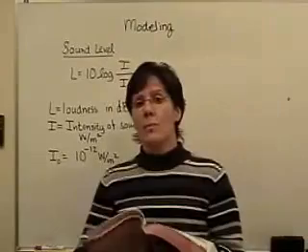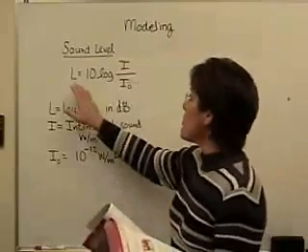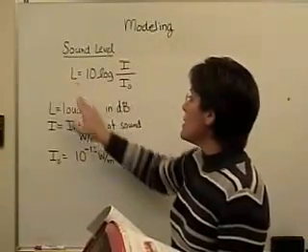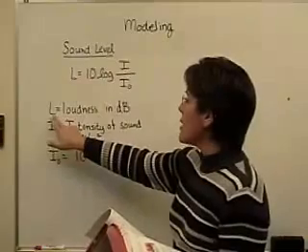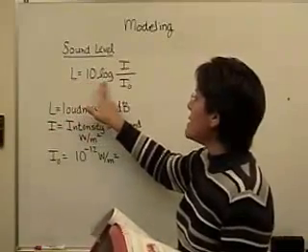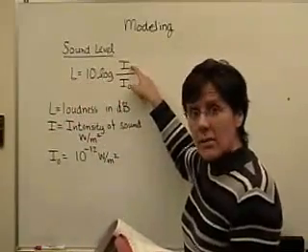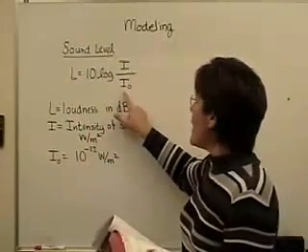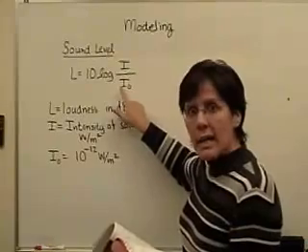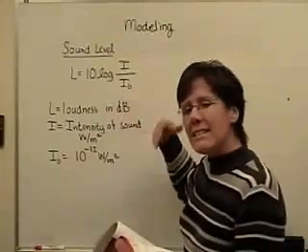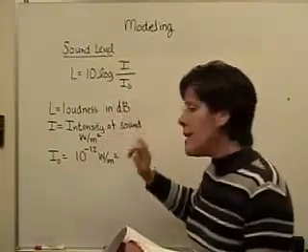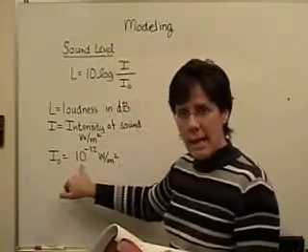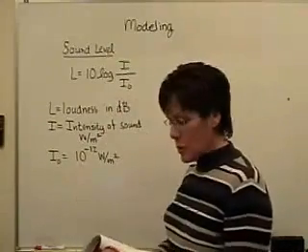The equation that helps us to understand this problem is that the loudness of a sound in decibels, that's the letter L, is found by taking 10 times the log of the intensity of the sound in watts per square meter divided by I sub naught. That's how you say it, I sub naught. It usually stands for initial intensity. It is given at 10 to the negative 12th watts per square meter.